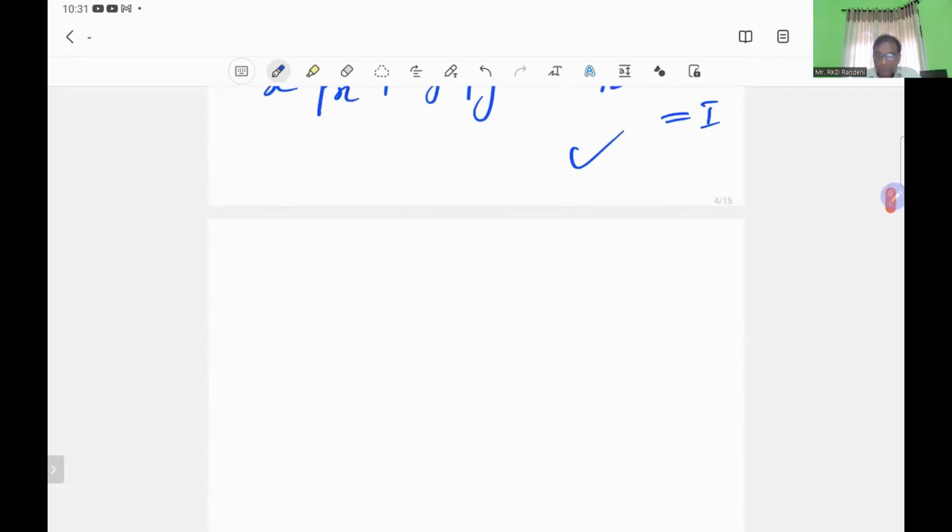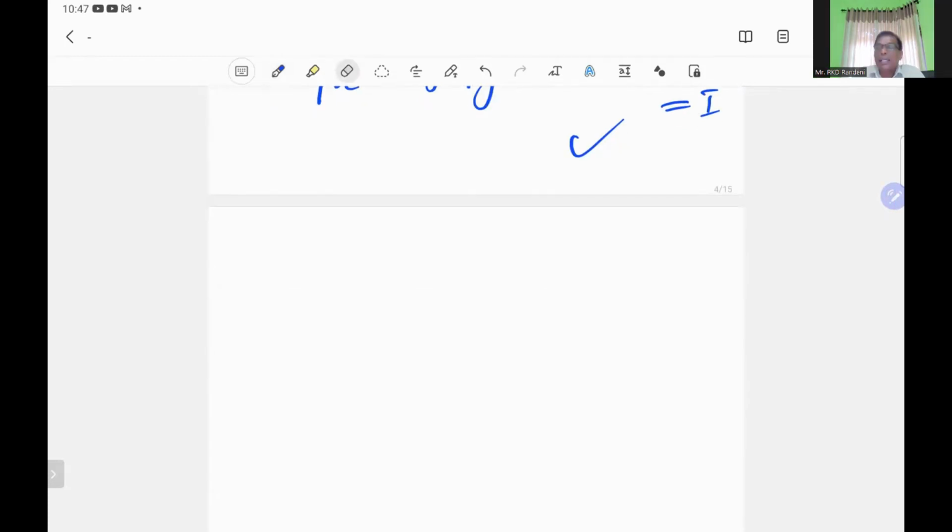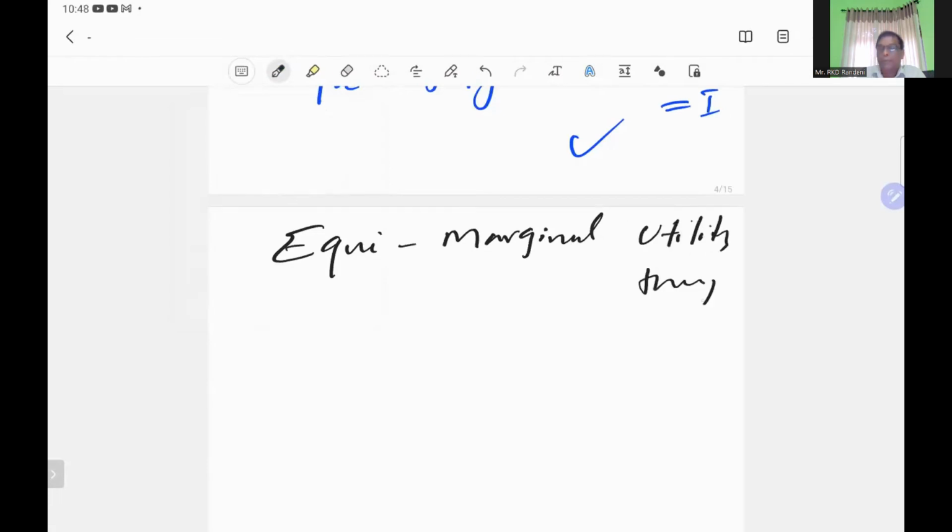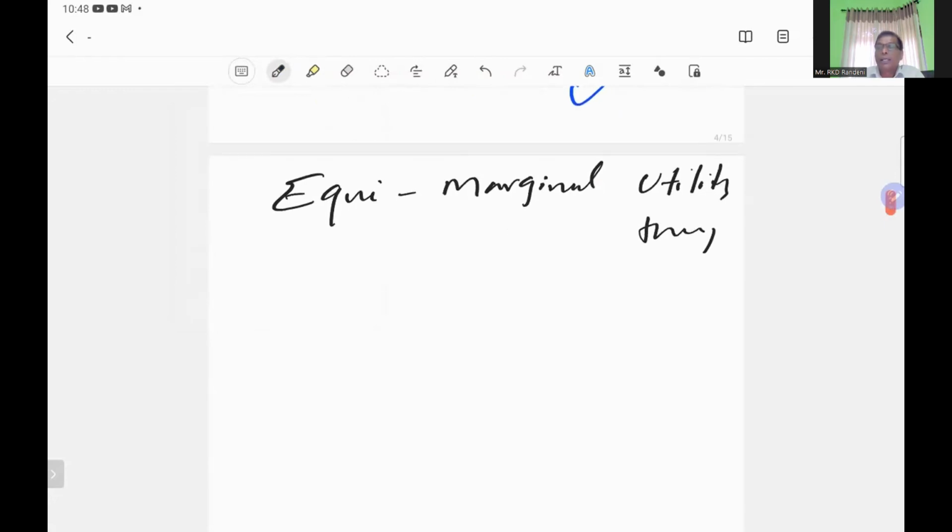Right, now through the data you can realize it well. Now, the equimarginal utility theory. According to the equimarginal utility theory, the consumer is consuming more than one commodity.